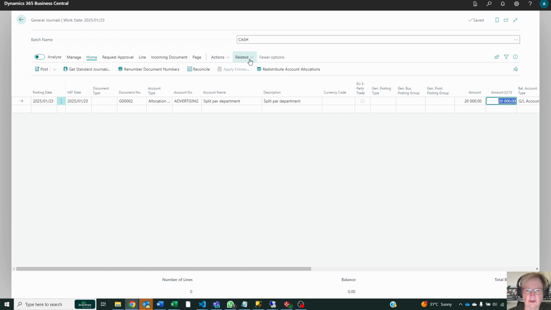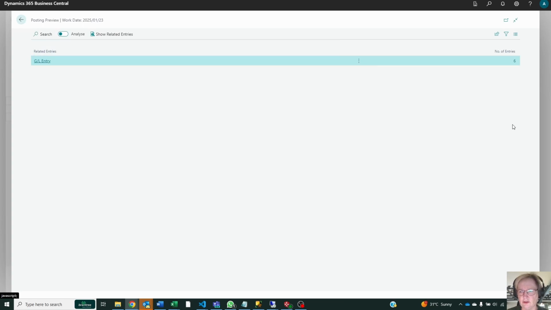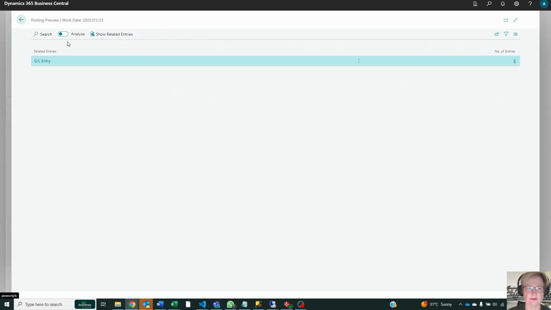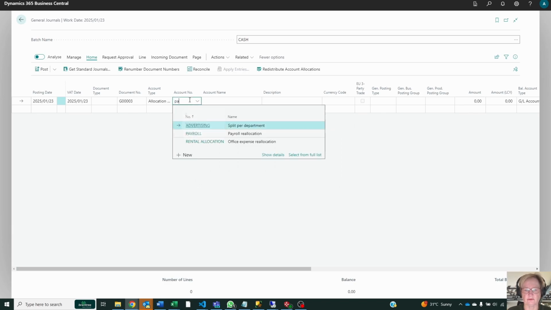So again, let's have a look and see what it has done if we do a preview posting. GL entries, and surprise, surprise, I have got 6 transactions. There we see the 2 for admin, going to 8410, that's my contra account, then going to sales, and then going to production. So that looks perfect. I'm very happy with that. Let's post it for real. Post. Yes.